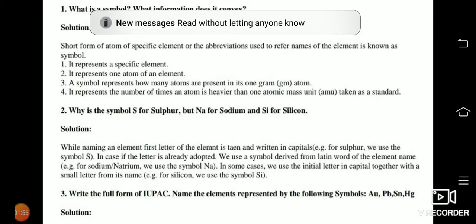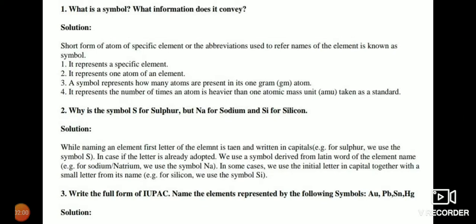It represents the number of times an atom is heavier than one atomic mass unit, taken as a standard. Now, carbon is taken as a standard. If you remember, carbon 12 is taken as the standard. If I compare carbon with magnesium, magnesium has atomic mass number 24. Therefore, magnesium is twice as heavy as carbon.